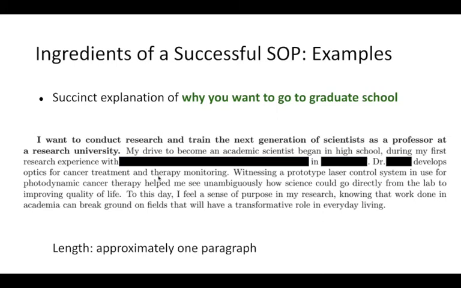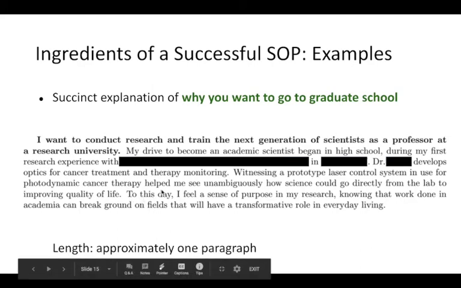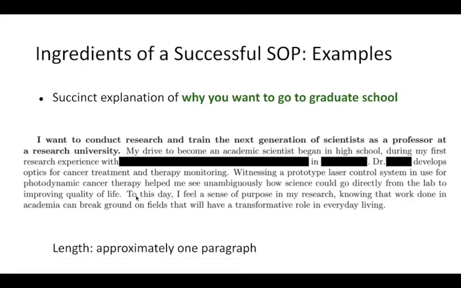So this is further answering the question of why this applicant appreciates the scientific process and is interested in a career in research. And then this final sentence brings us home by putting a bow on the rest of the paragraph while building off the previous one and tying back to the beginning: I feel a sense of purpose in my research, knowing that work done in academia can break ground in fields that will have a transformative role in everyday living. And so this substantiates the previous sentence. Anything I missed, Lauren?